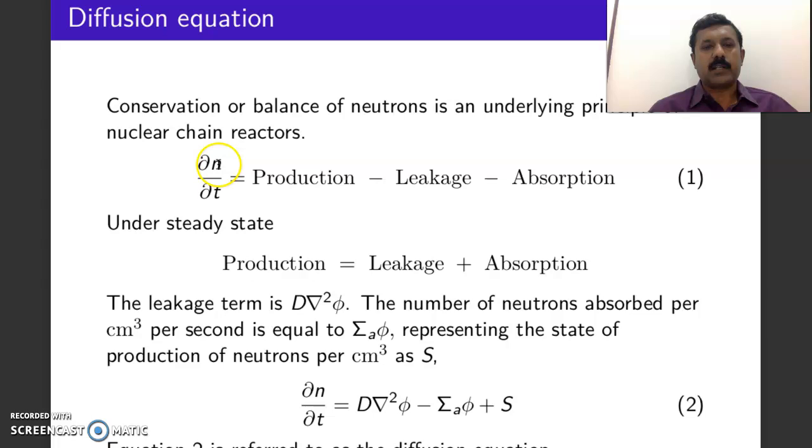Under steady state conditions, that means when n is constant with respect to time, then ∂n/∂t will be equal to 0. Then we can write production minus leakage minus absorption is equal to 0, or by rearranging this equation 1, we can write production is equal to leakage plus absorption. This is valid only for steady state, where n is constant with respect to time.